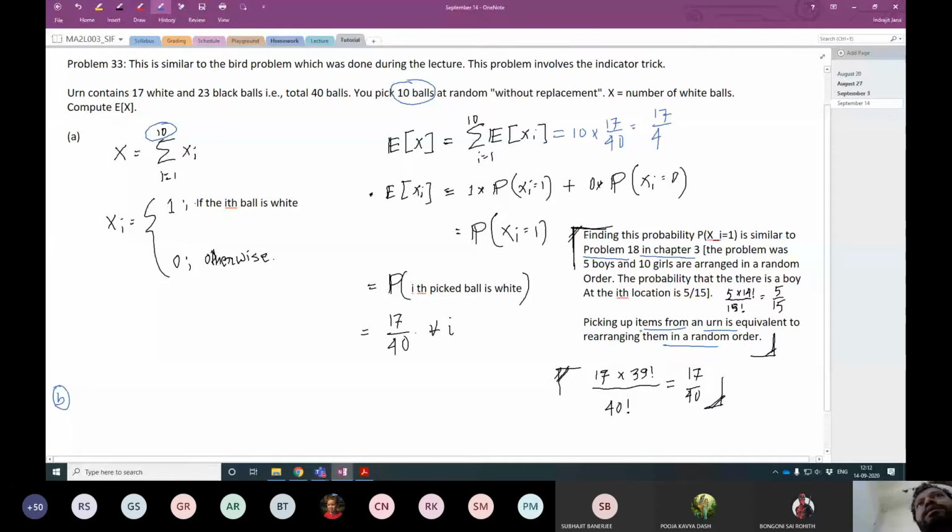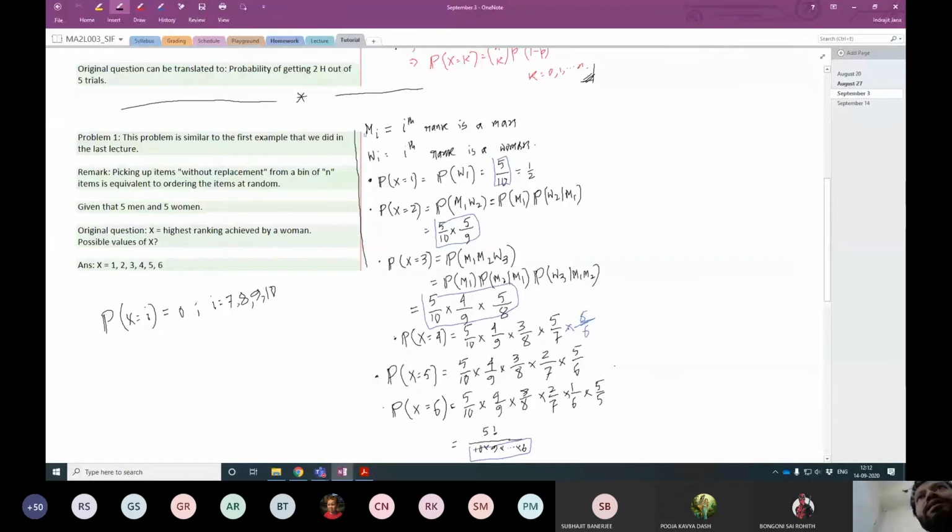So I said taking items without replacement from a bin of n items is going to arrange them at random. This was done in last week's tutorial. So that's how you get the 740. And there's the second method it's asking you to do.